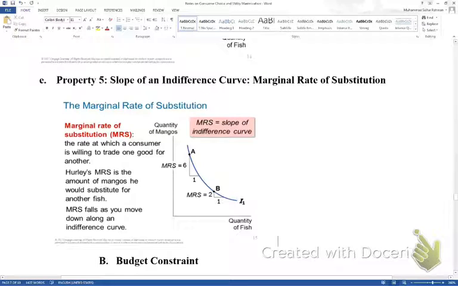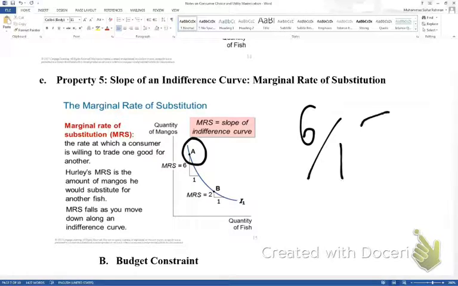So the marginal rate of substitution basically tells you how much of the vertical good you give up to get 1 unit of the horizontal good. So you can see that when you are at point A, the amount of Y good, this is the mango, you are willing to give up to get 1 unit of fish is 6, so your marginal rate of substitution is the ratio of those two, 6 divided by 1, which is 6.